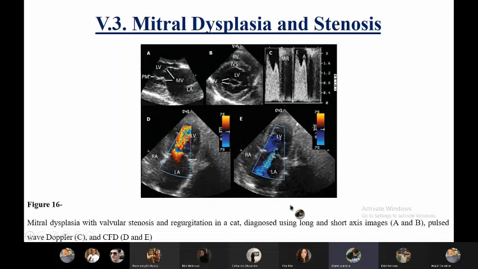And in E, during diastole, D is the diastolic image. So when it is resting, there's also blood flowing through both the ventricle and atrium. And in E, during systole, the mitral regurgitation jet is flowing back into the left atrium quite severely.